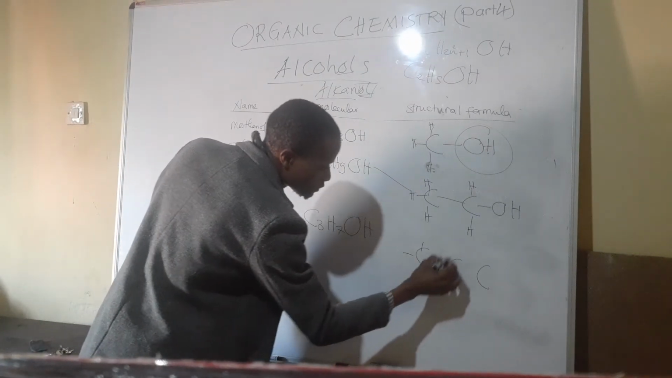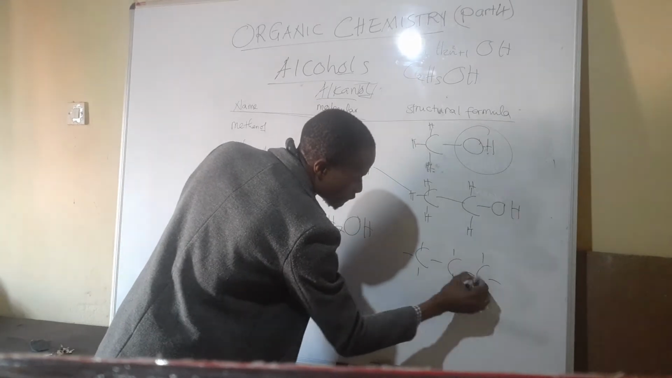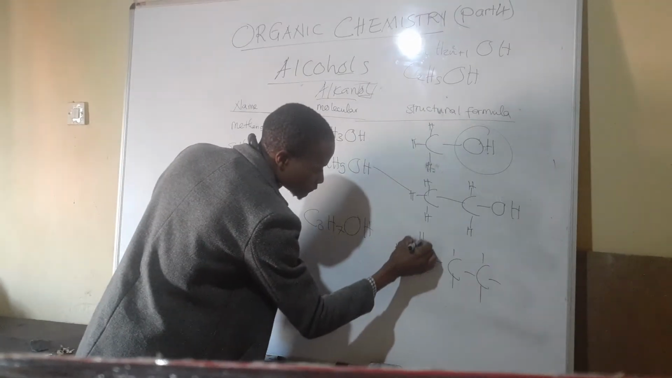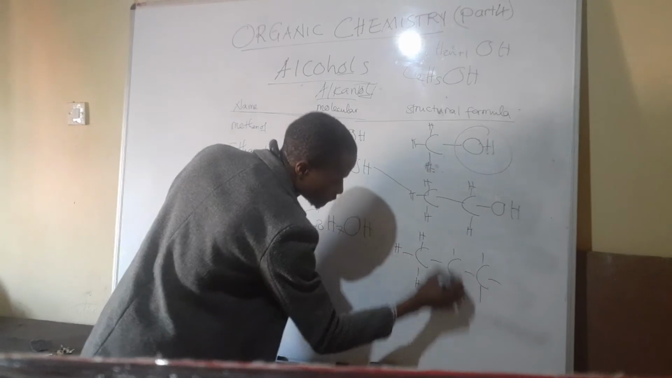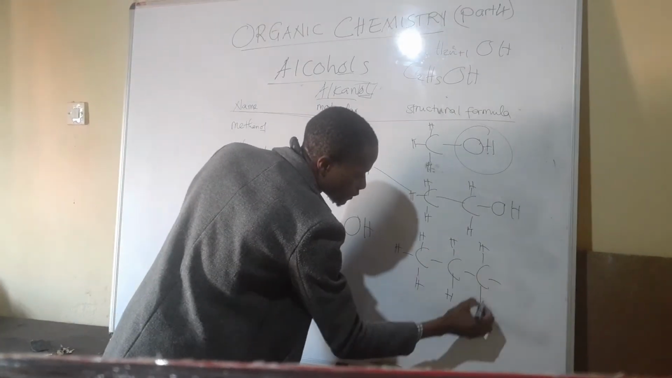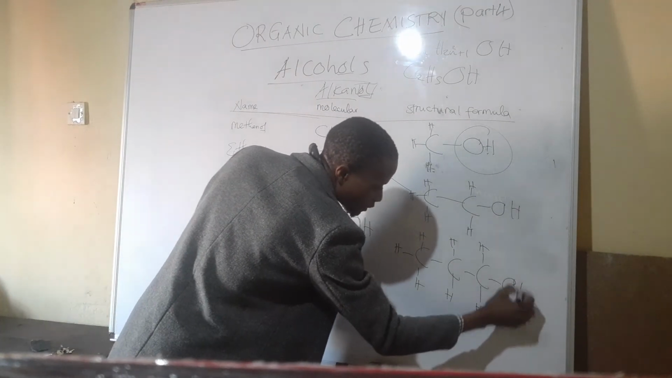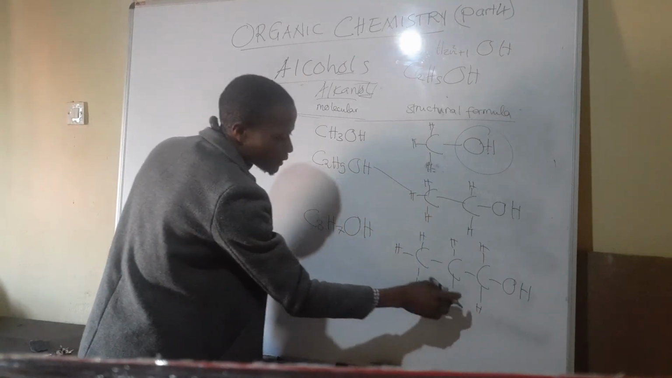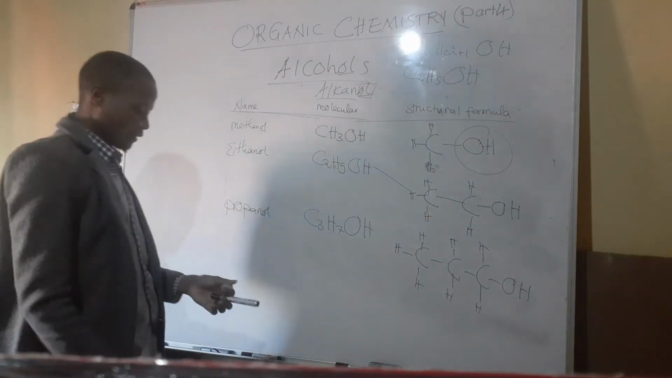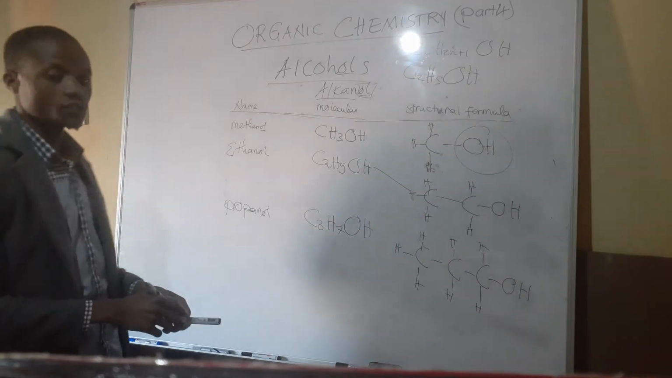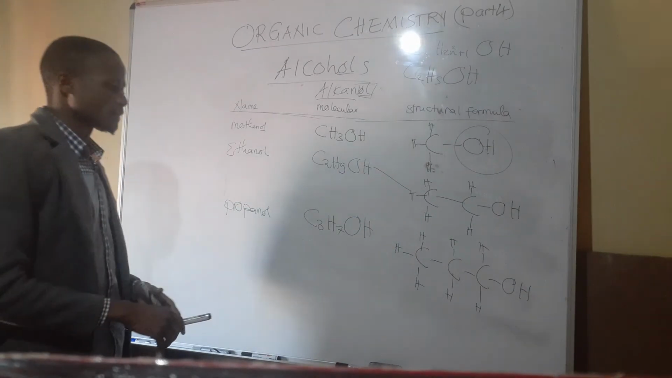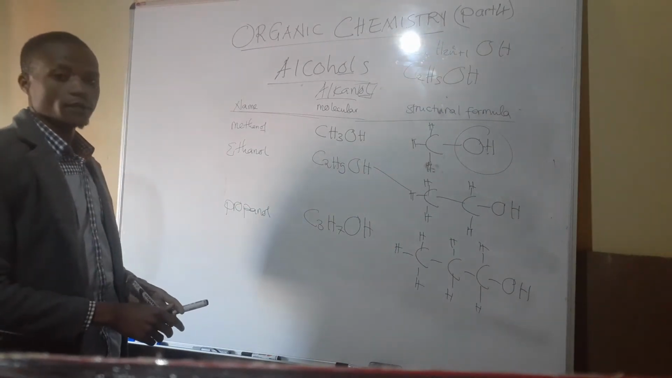then we have bonds all over. I'm not saying that always the OH will be there. No, OH can be here, can be there. Okay, so I'm not saying the OH is always there. Now, that is the structure formula for propanol.